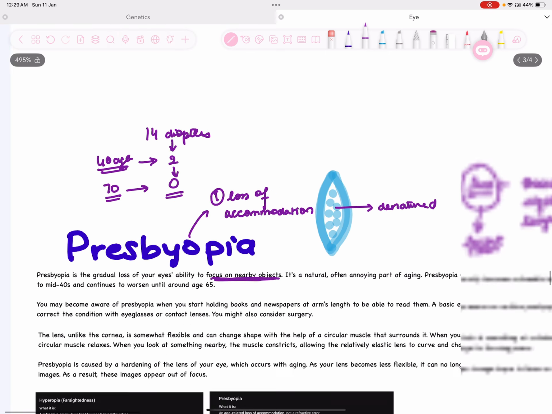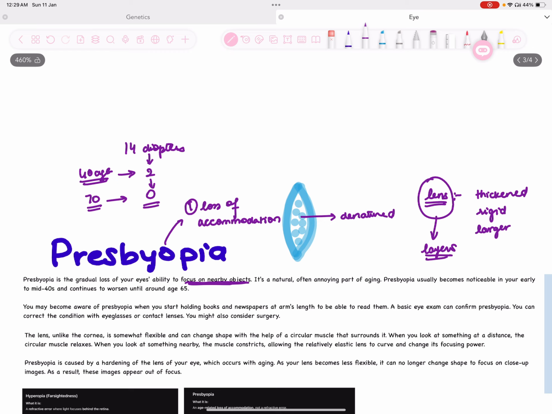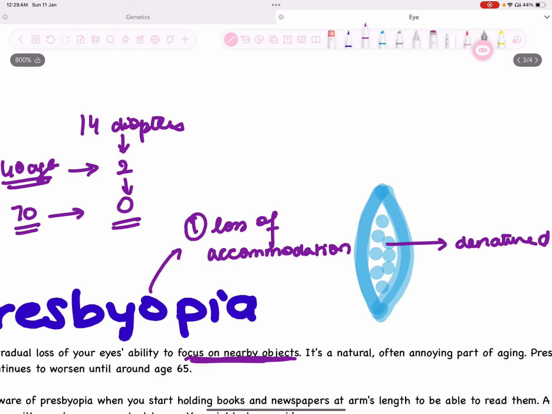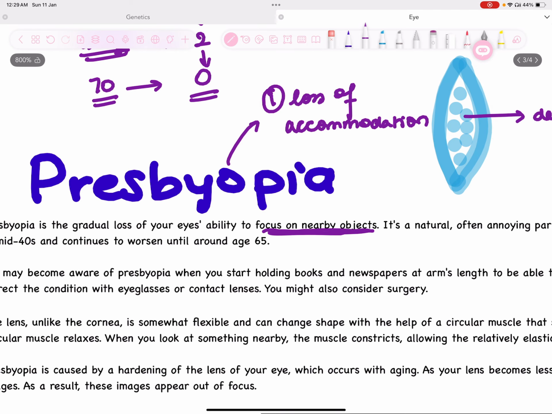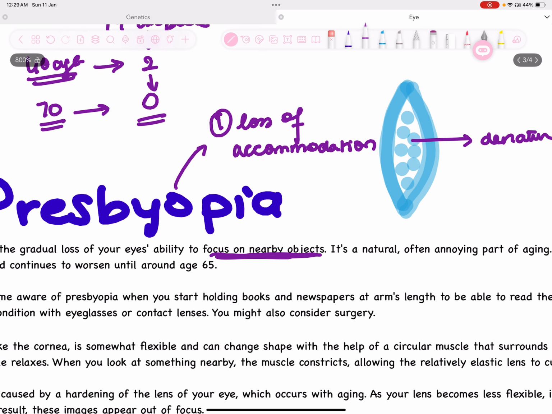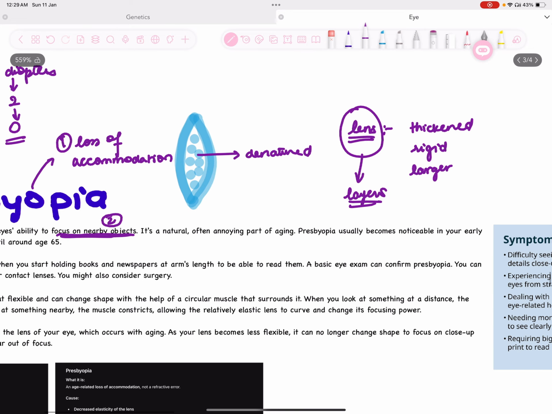So that's the very reason if you see any person, especially an old person, who is not able to read the book and keeps the book at an arm's length in order to read it, there are high chances that person is suffering from presbyopia. So once again, loss of accommodation, and the second thing is being unable to focus on nearby objects. It's a natural, often annoying part of aging.